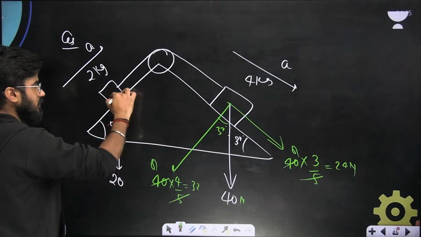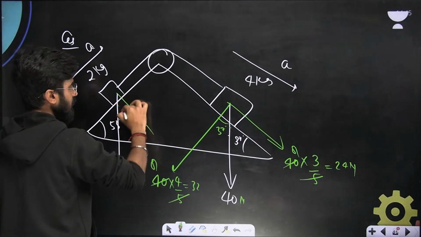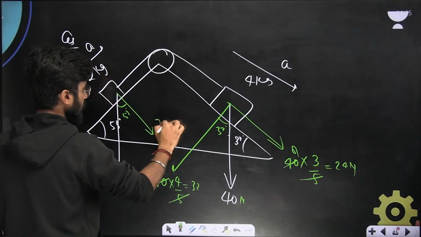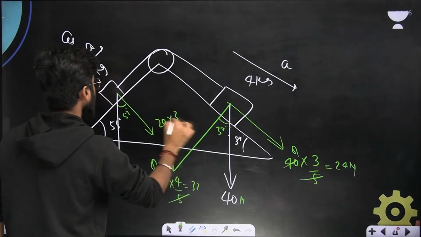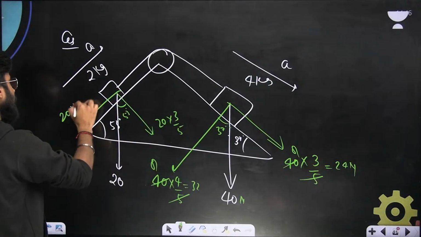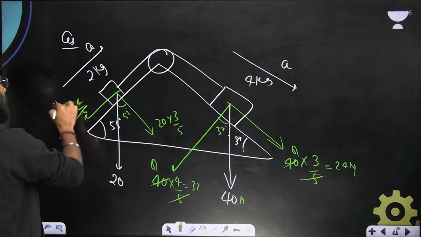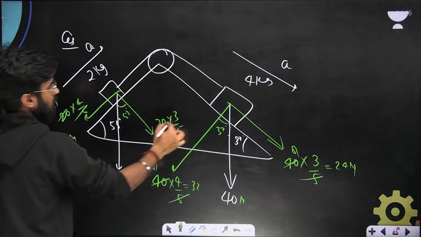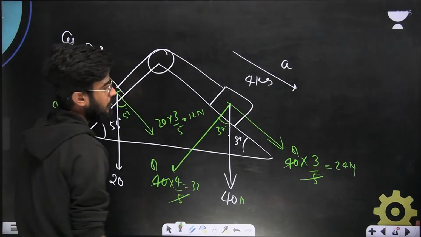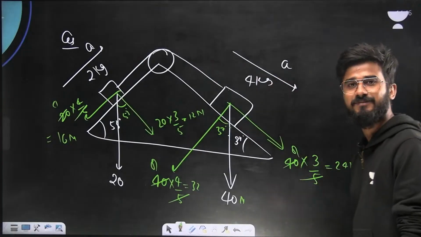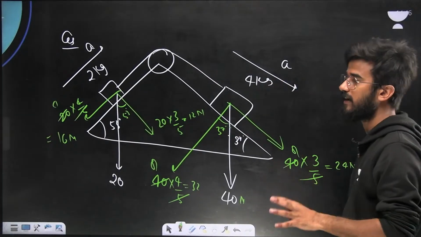Similarly, just make the components of this. So this is 53. This will also be 53. So this is 20 cos 53, which means 3 by 5, and this is 20 sine 53, which means 4 by 5. 5 4s are 20, which means this is 16 Newton, and this is 12 Newton. Got it? Now we have to find the acceleration.